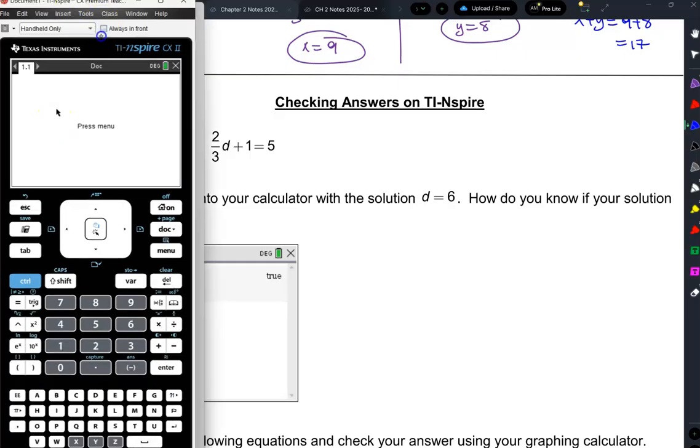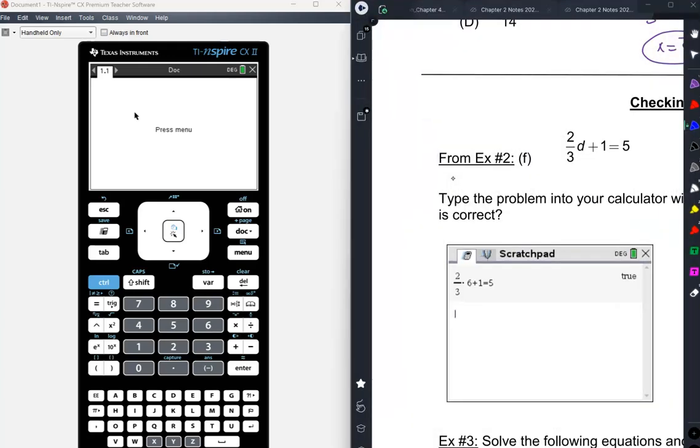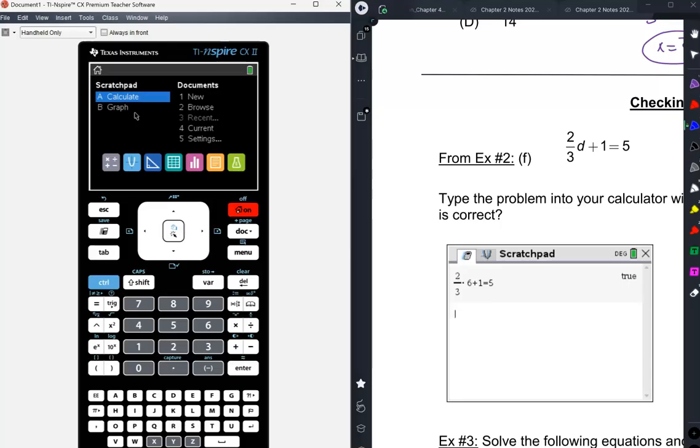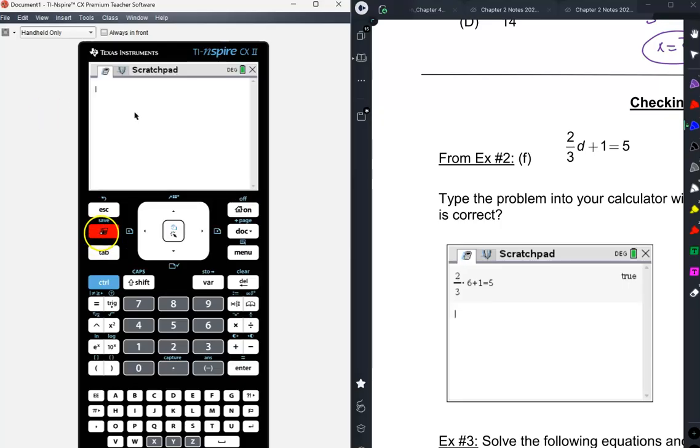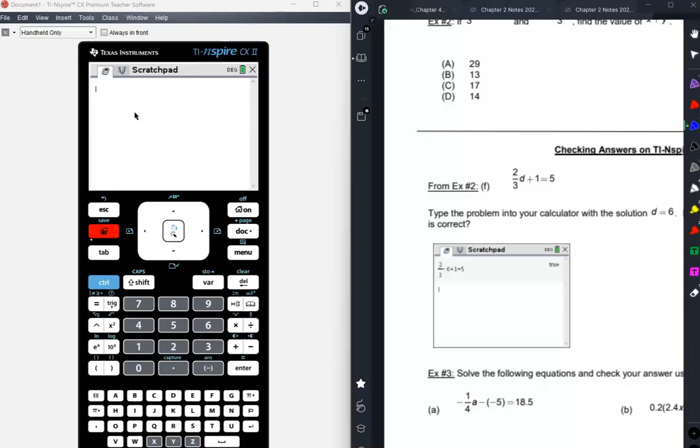Okay, so here's how you check on a TI Inspire. Press the on button like this. Press the on button. And then press the calculator button to the left, the red one over there.